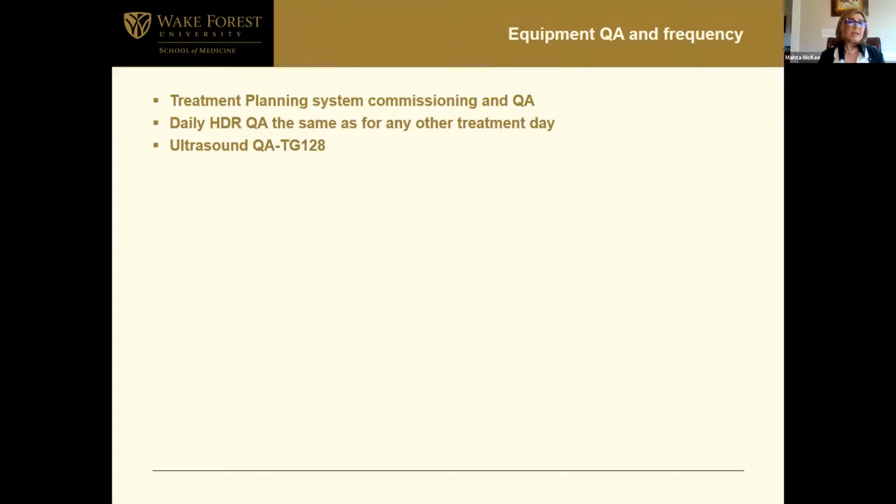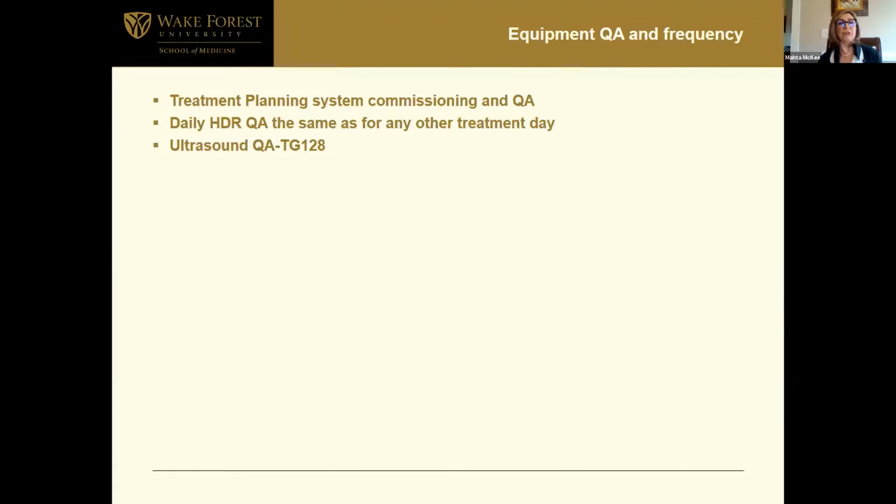Now, since this is an ultrasound planning and ultrasound-based treatment, what you need to make sure is that your QA process is in place. So the treatment planning system, commissioning, and quality assurance need to be something that you regularly make sure that you are up to date with. Of course, as soon as you get your machine, you will be doing a complete commissioning and acceptance testing, but you need to make sure that that is continued on an annual basis.